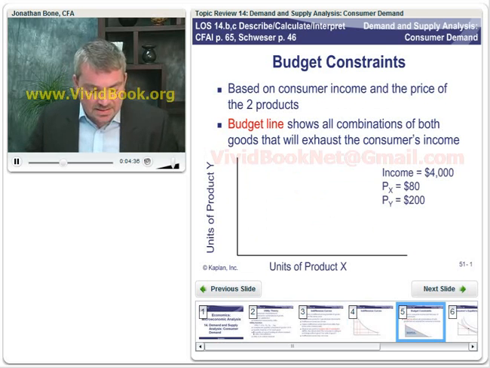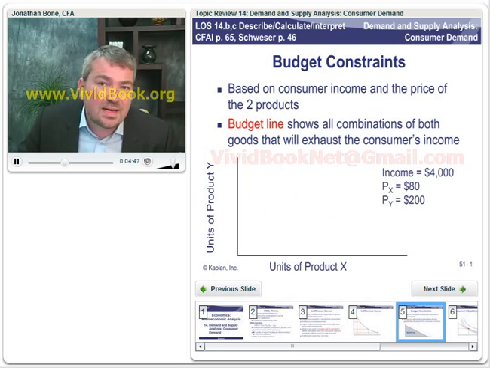Okay, our next LOS is calculate and interpret budget constraints. So what we're going to do is look at a very simple idea, because you can only sketch it really for very simple ideas where there are only 2 products. Once you've got more than 2 products, then your diagram's no longer 2-dimensional. Now the budget line is going to show all combinations of goods that will exhaust the consumer's income.